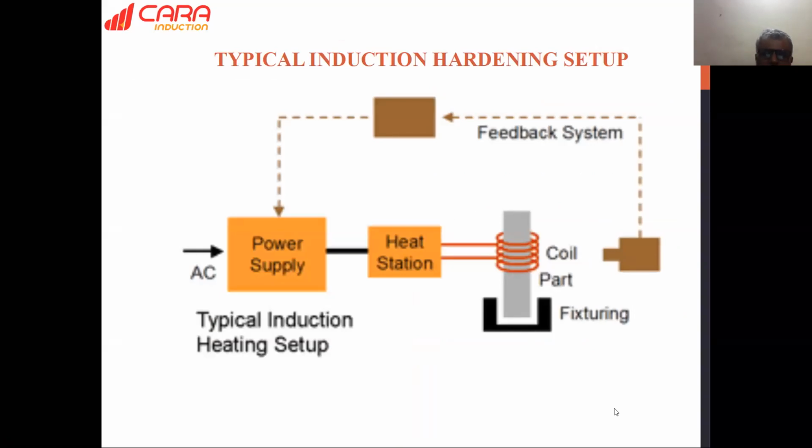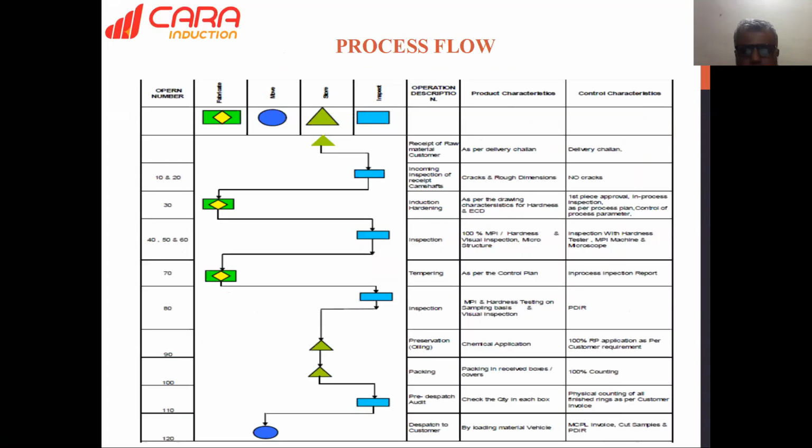this is the general typical induction hardening setup. There is a power supply, AC power supply. Then there is a heat station, with a transformer for coils and fixturing. Accordingly, the current is passed. We put our parts in the heating coil called the inductor. Heat is generated. This is the typical induction hardening process and setup. This is the process flow. Next, sir. This is general.